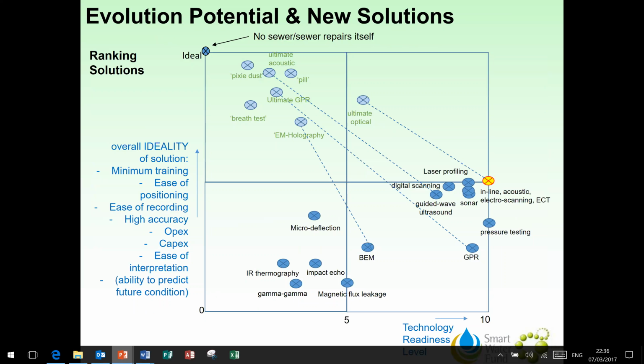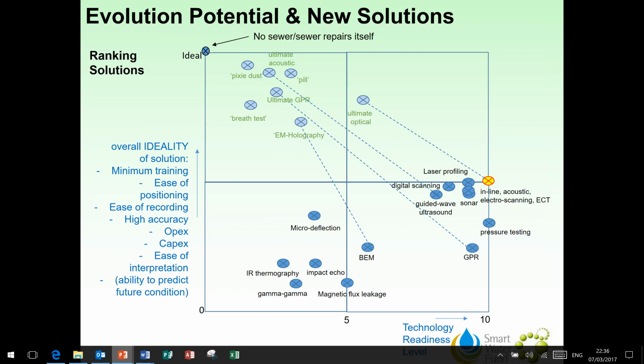Similar idea with some of the other ones. So, for example, ground penetrating radar, which is a very immature technology right now. When you look at its journey along some of these trends, it hasn't gone very far. So when it does travel along some of those trends, then it will end up being the ultimate GPR.